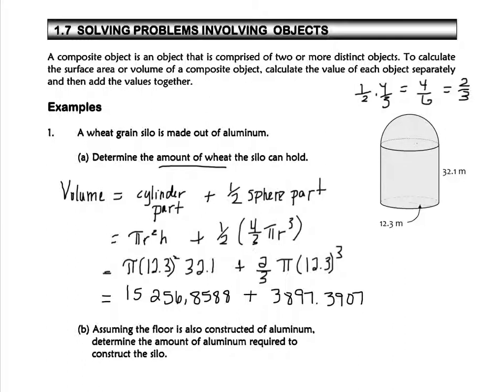If you add those two parts up, 15,256.8588 plus 3,897.3907, I get 19,154.24953, and so on. So that would be about 19,154 meters cubed, rounded off to the nearest meter. So this is basically a combination of a half sphere and a cylinder.